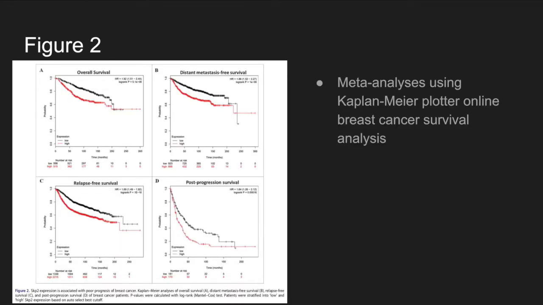In Figure 2, they performed a meta-analysis using Kaplan-Meier plotter to outline breast cancer survival analysis. They found that high SKP2 expression positively correlates with reduced overall survival, distant metastasis survival, relapse-free survival, and post-progression survival, showing that SKP2 overexpression is associated with poor prognosis of breast cancer.